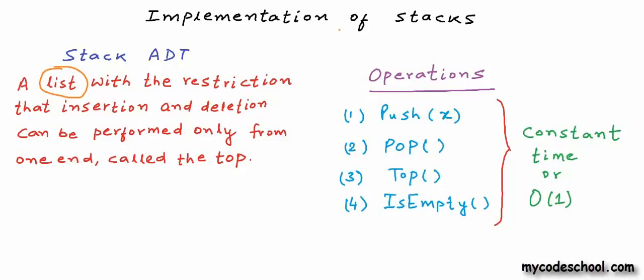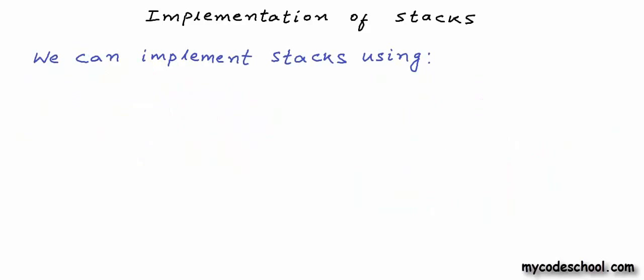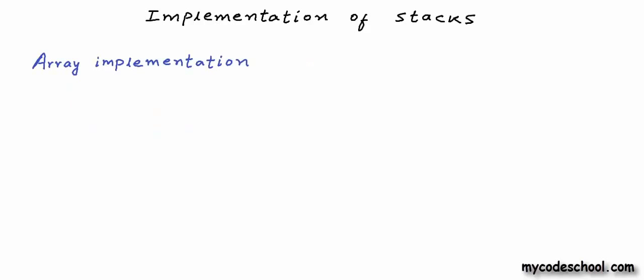We have talked about them a lot in our previous lessons. We can use any of them to create a stack. We can implement stacks using A, arrays, and B, linked lists. Both these implementations are pretty intuitive. Let's first discuss array-based implementation.